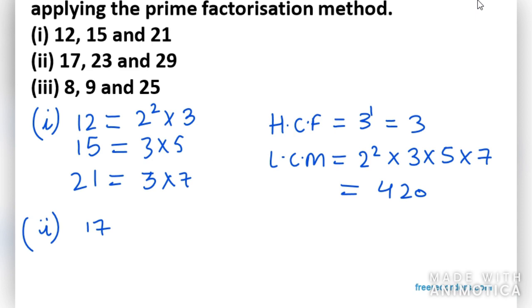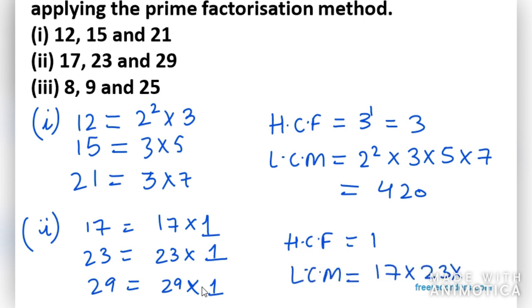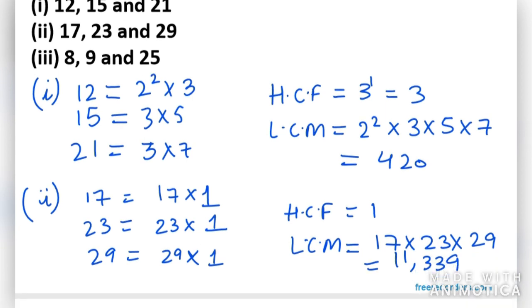Now for the second part we have 17, 23 and then 29. As you can see these are all prime numbers, so we can only write them as 17 into 1, 23 into 1, 29 into 1. So my HCF will be 1 only, because the highest common factor is 1. LCM in this case will be 17 into 23 into 29. So this will be 11,339.